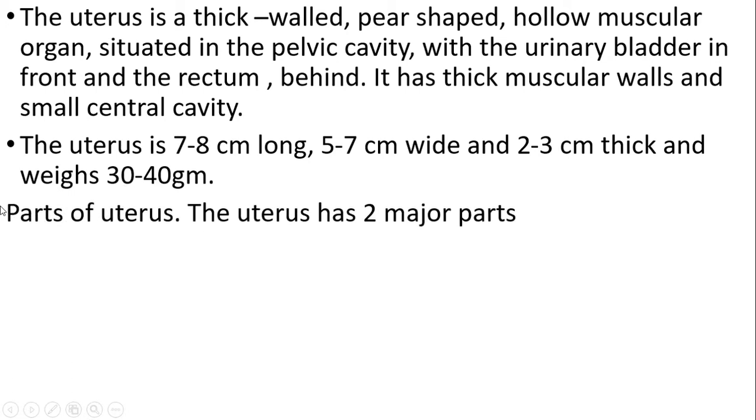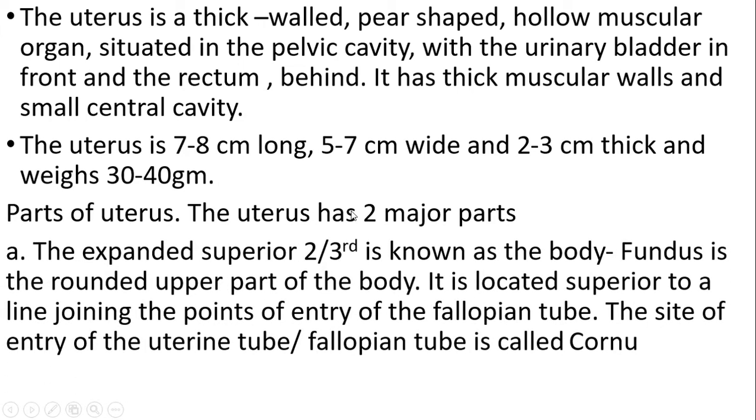The parts of uterus. The uterus has two major parts. The first one is the expanded superior two-third, known as the body. The fundus is the rounded upper part of the body. It is located superior to the line joining the points of entry of the fallopian tubes. The site of entry of uterine tube or fallopian tube is called cornu.